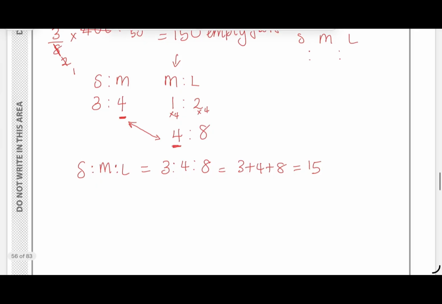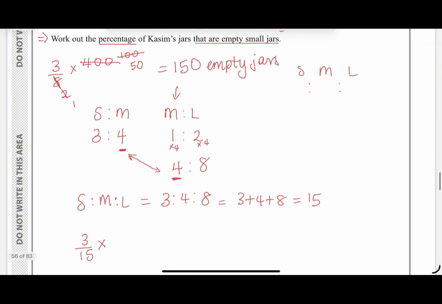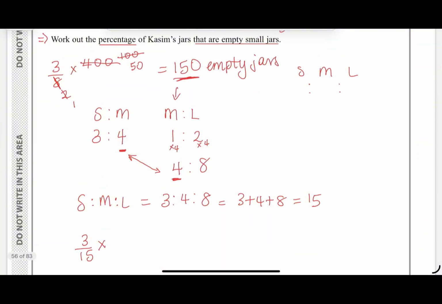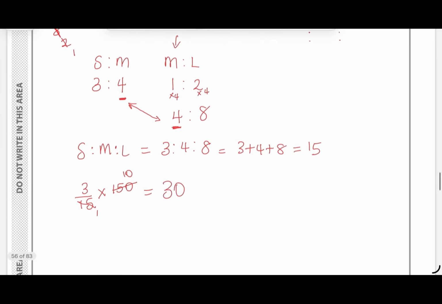So to work out the small empty jars, we're going to do 3/15 times by the number of empty jars, which is 150, which we've worked out there. So times by 150. If you take out 15 and 15, you get 1. 15 and 150 is 10. And 10 times 3 is 30. So there are 30 small empty jars.